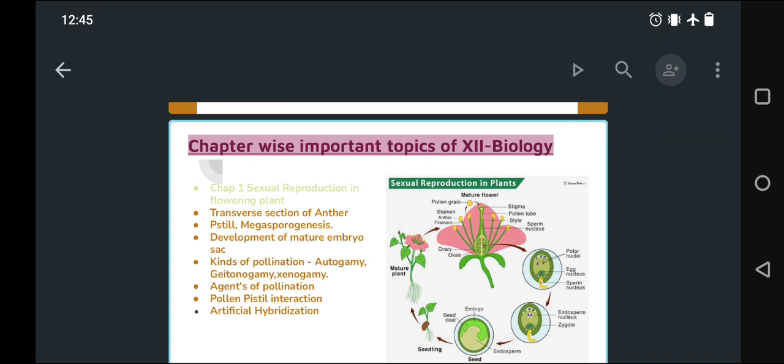Next to that, the pistil and the megasporogenesis. Sometimes the questions may be asked to define the terms, or draw the diagram of the pistil, or write down the detailed process of megasporogenesis with a neat and labeled diagram. But that is an important topic that can come for 5 marks, the megasporogenesis.